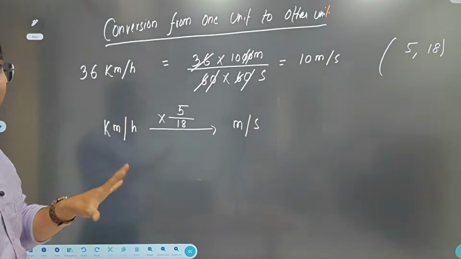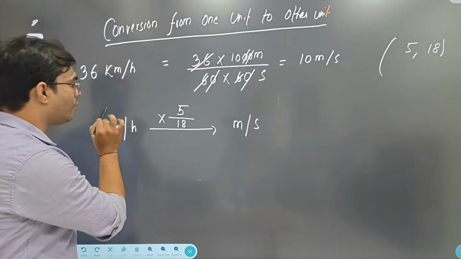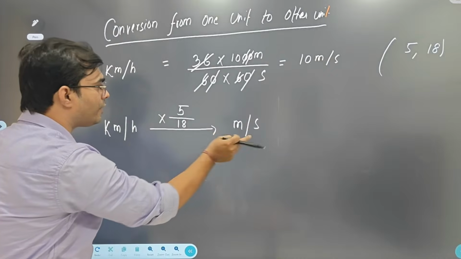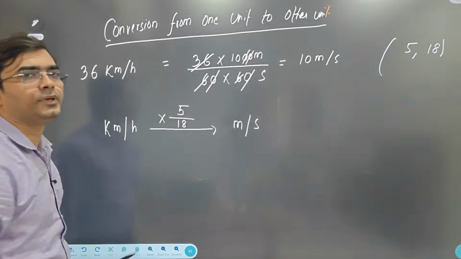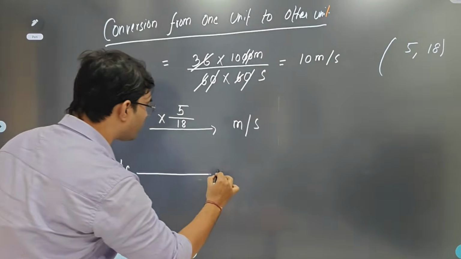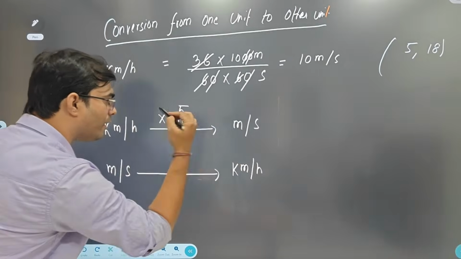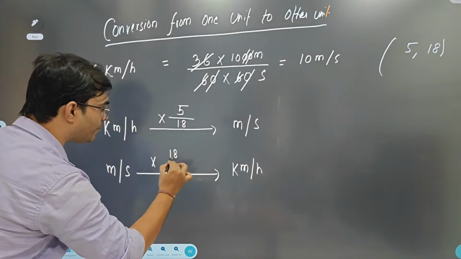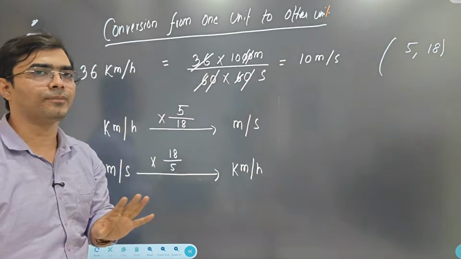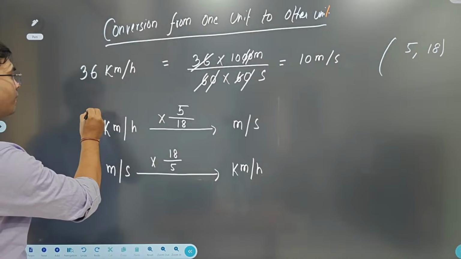Again, this is not a concept, just a way to remember. We are converting a bigger unit to a smaller unit, right? When converting to a smaller unit, the numerator should be the smaller value and the denominator the bigger value. What is the other part? Suppose we have meter per second and I want to convert it into kilometer per hour. So I'm converting into a bigger unit. So multiply by 18 by 5, the first number bigger, the second smaller. Multiply by 5 by 18 to convert into meter per second, multiply by 18 by 5 to convert into kilometer per hour.